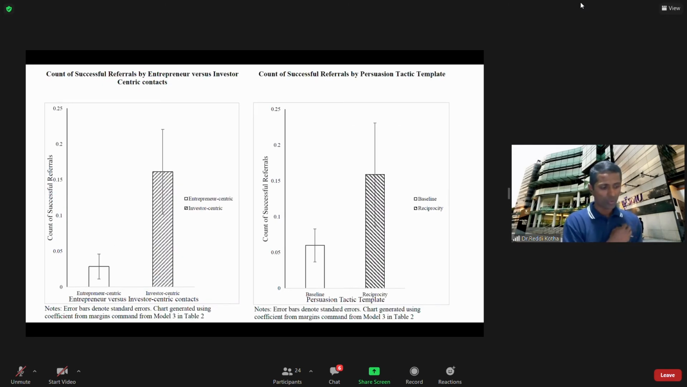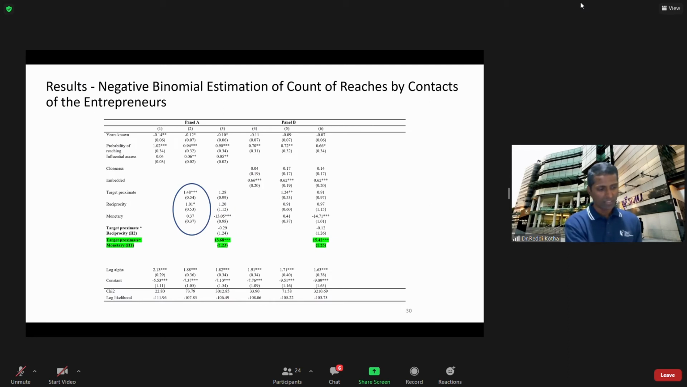So when compared to entrepreneur-centric contacts, investor-centric contacts were more likely to reach, more likely to have a successful referral, an order of magnitude more times. Again, compared to baseline, reciprocity was more likely to be a better message. There was no effect of offering monetary incentives. Monetary incentives and baseline had about the same chance of reaching. So in a regression framework, you should be focused on panel A. The results show target proximate is significant, and so is reciprocity. If you look at the monetary incentives, it's not significant.